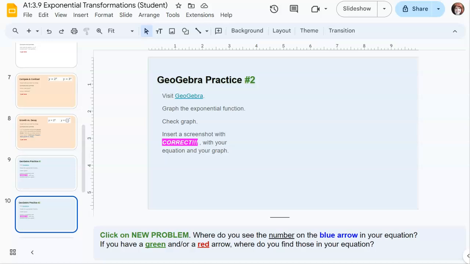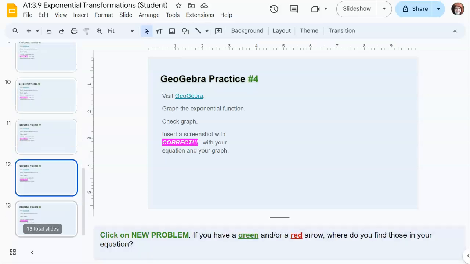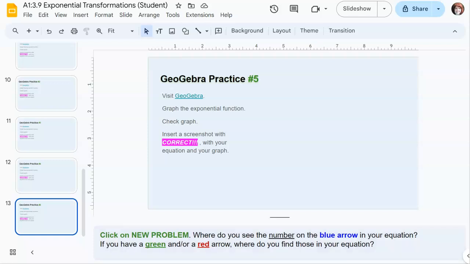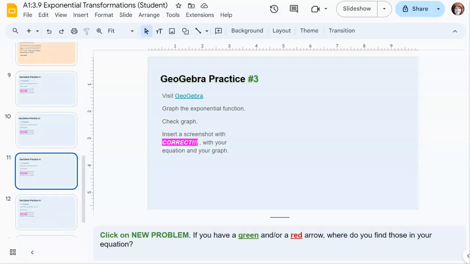This really tells you a lot about how well they understand these transformations. It's not just an intuitive thing. Here's just the green and red, and then finally put it all together again. The blue arrow, the red arrow, the green arrow. Where do you see those in your equation? So they're not just graphing them, but they're making sense of what the graph is representing. This is a very thorough practice. The questions are important, so be sure to guide them to those show notes. Be sure they're answering these questions at the bottom.